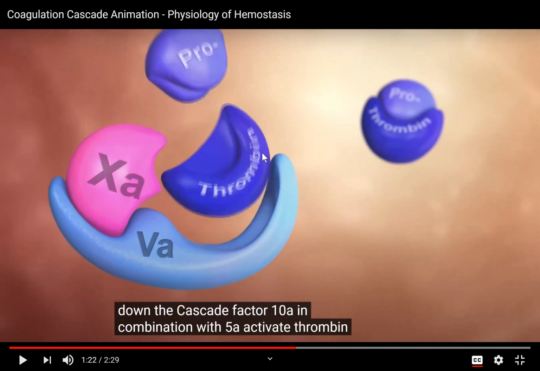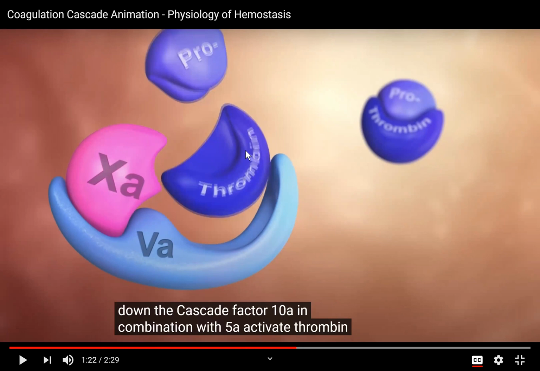Okay, so when we talk about heparin later, heparin is a thrombin inhibitor. It will stop this step right here. So it will stop prothrombin from catalyzing thrombin. So therefore, this step in the coagulation cascade is inhibited. So therefore, no further clots are formed.